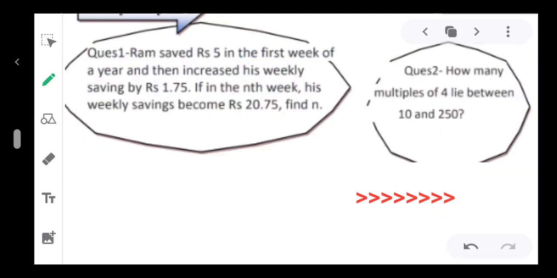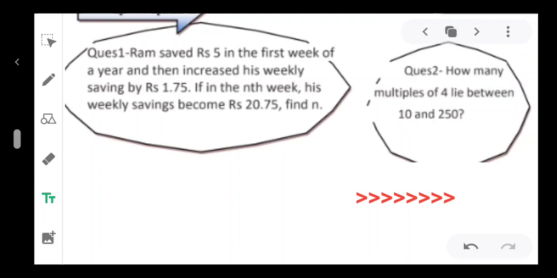Now some questions are there for practice. Question 1. Ram saved ₹5 in the first week of a year and then increased his weekly saving by ₹1.75. If in the nth week his weekly saving becomes ₹20.75, find n. So we have to find n, and the given first week saving is ₹5. Here 5 is our first term.